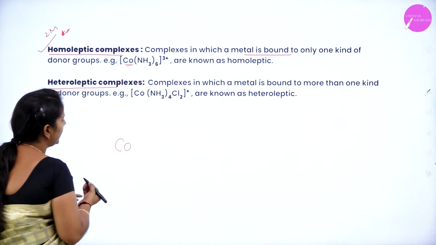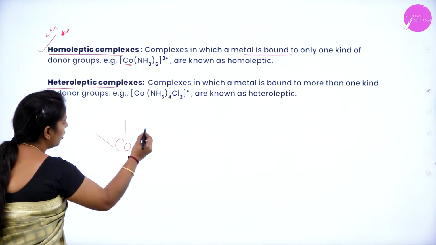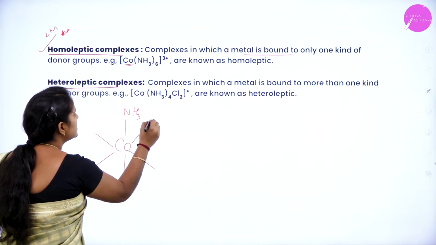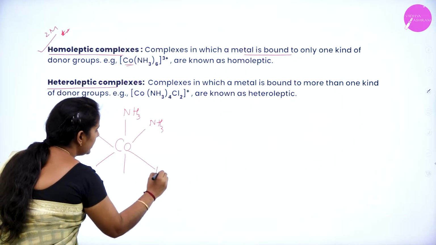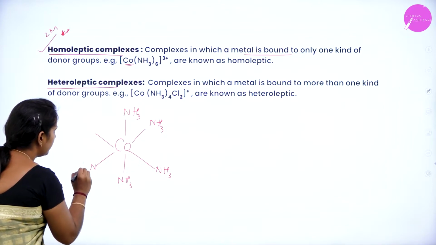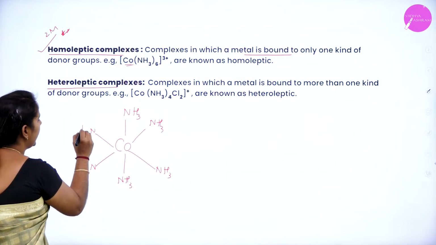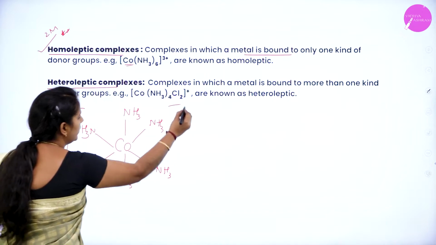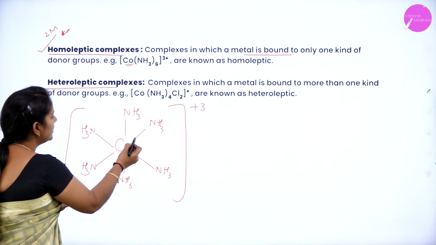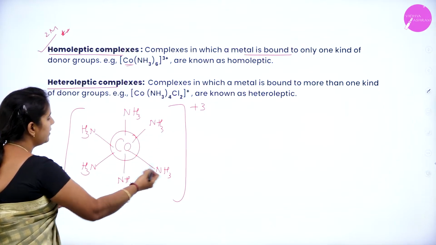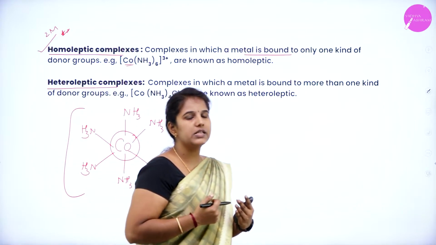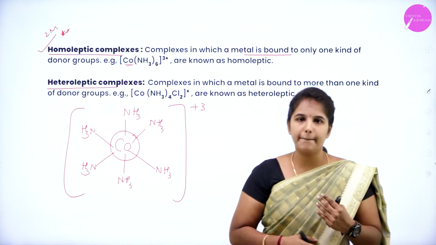So, this is a central metal atom surrounded by how many ligands? 6 same kind of ligand, that is ammonia. Is it right? NH3, NH3, NH3 and NH3, and it has how many charges? Plus 3 charges. You can see here the central metal atom is bonded by the same kind of ligands. Such complexes are said to be homoleptic complexes.